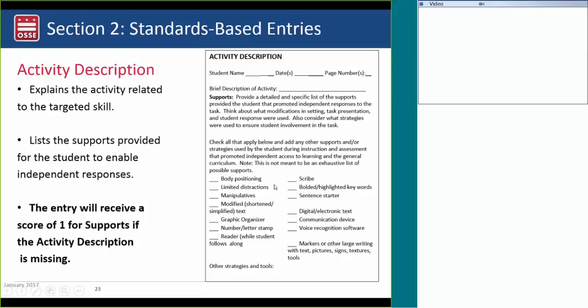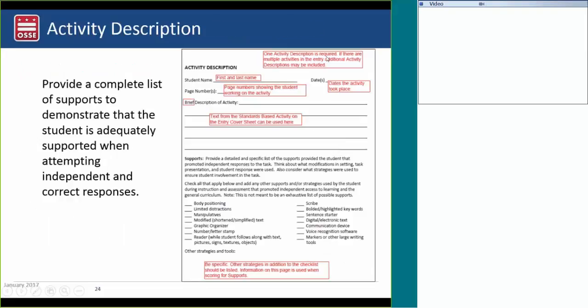Up here, one activity description is required. Sometimes people submit several different kinds of student work evidence. And they submit an activity description for each different activity, and that's just fine. At least one activity description is required, one of these sheets. If you include more, that's great, because it just gives the scorers more information on the supports the student has used throughout the instructional cycle that you've used for developing the portfolio entry.